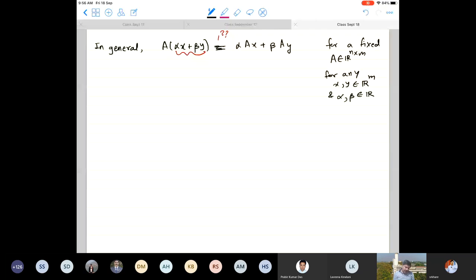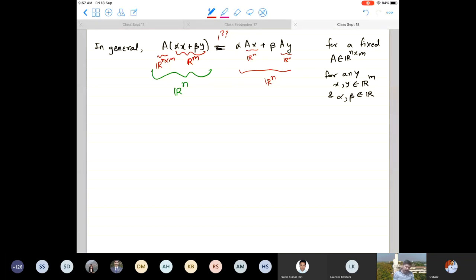Why? Because this vector is in R^m. This is R^(n×m). So the whole vector on the left hand side obviously is a vector in R^n, right? And Ax, this guy is in R^m. So this guy is R^n, this guy is R^n. You are adding two vectors in R^n, so again this guy is R^n. So this is an equality of n vectors, right?